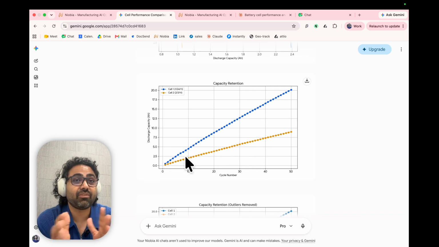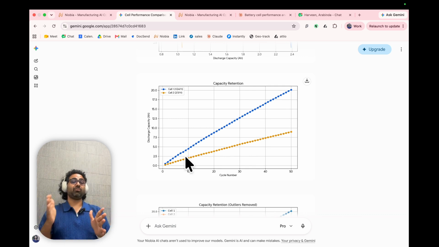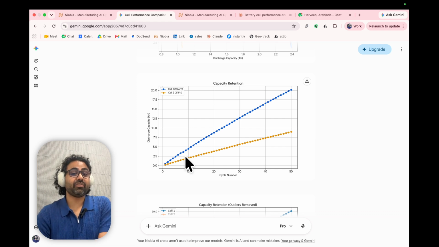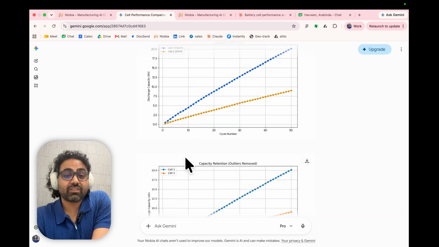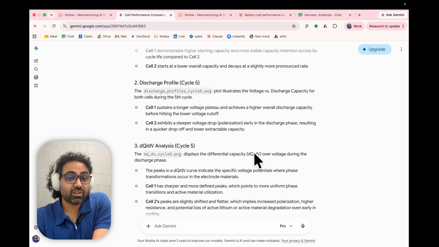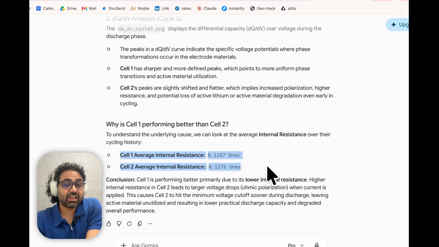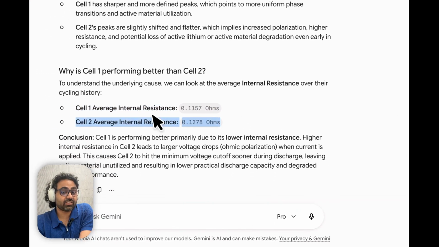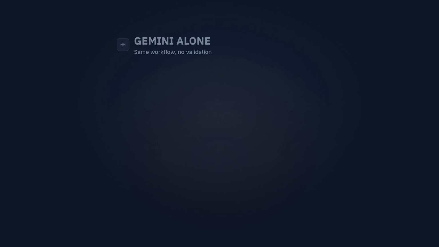Arbin files, if you know, have a column called discharge capacity, which is actually just a cumulative discharge capacity. It just blindly took that discharge capacity without even verifying. So this is completely wrong. And based on that, all the analysis that it did is also wrong. The only thing it got right is the internal resistance thing.